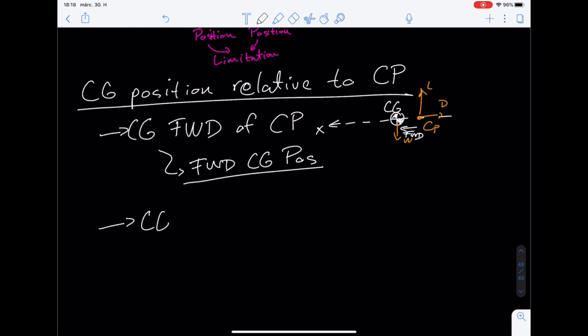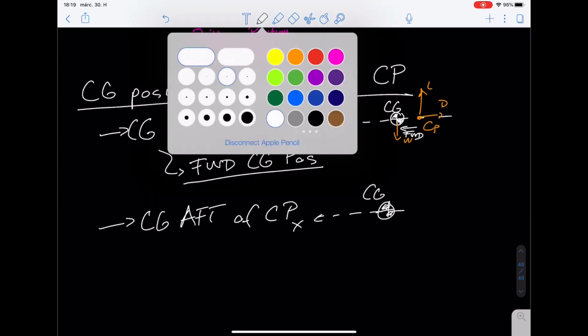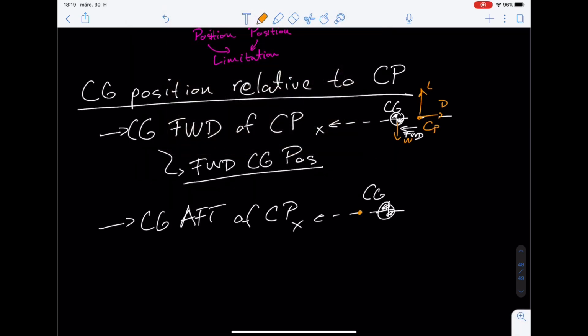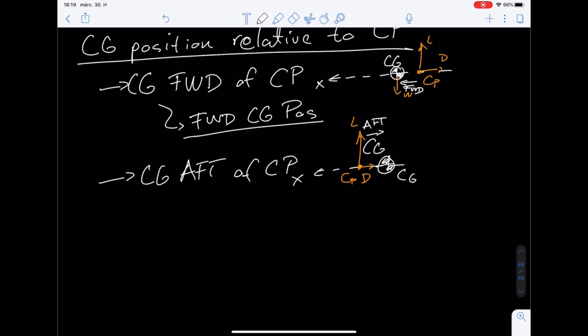And if the center of gravity is aft, meaning more rearward of the center of pressure, so here you have the longitudinal axis, you have the center of gravity, CG, and your center of pressure is more forward. So this would be your center of pressure, and here you would have your center of gravity. And if the center of gravity is aft, so rear of the center of pressure, in this case we're talking about an aft CG position.